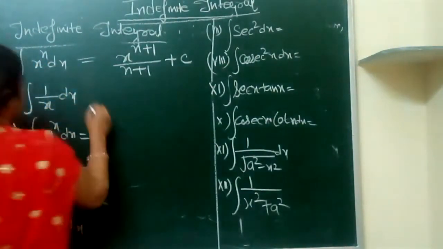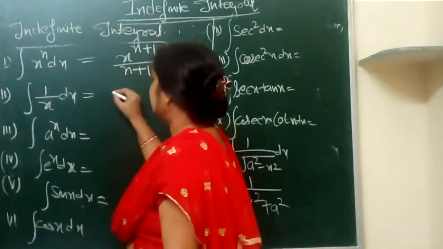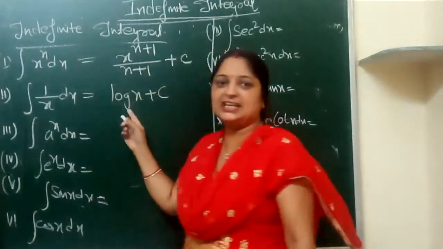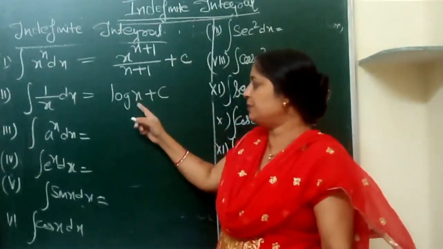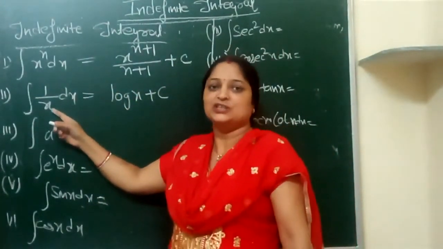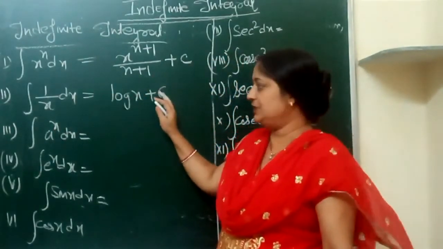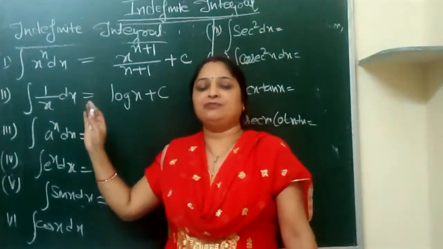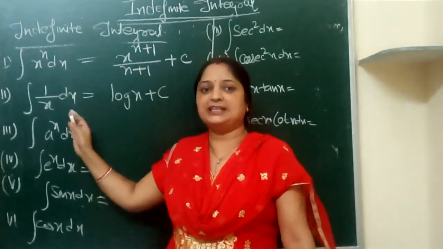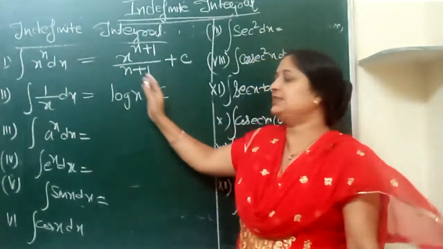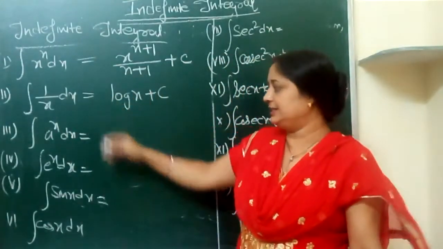Now what is the integration of 1 upon x dx? That is log x plus c. You know that the derivative of log x is 1 upon x. So it means integration is the inverse of differentiation. If you know the formulas of derivatives, then you can easily learn the formulas for integration.